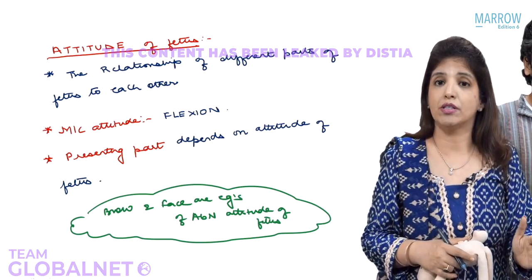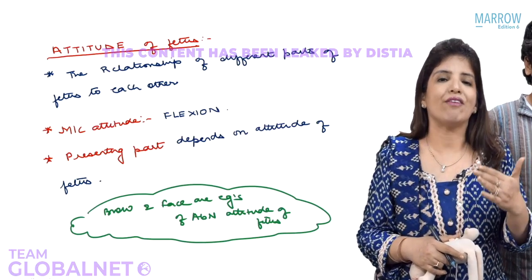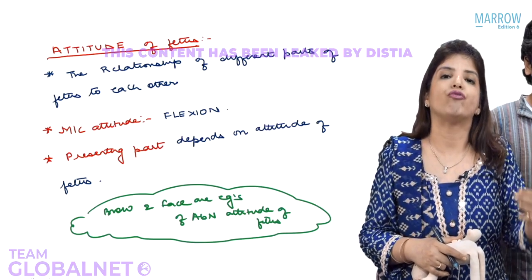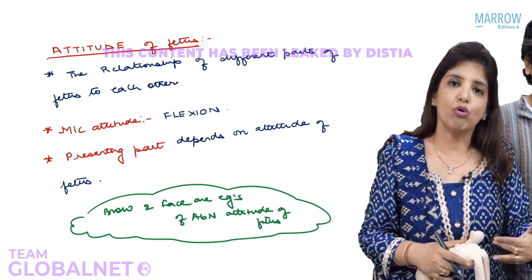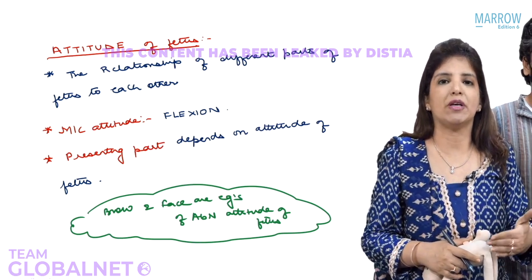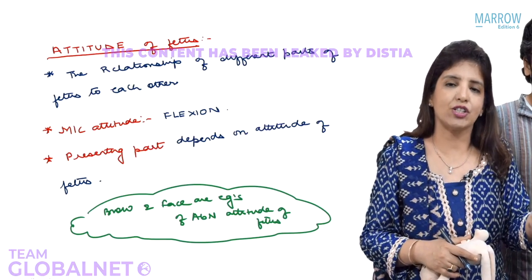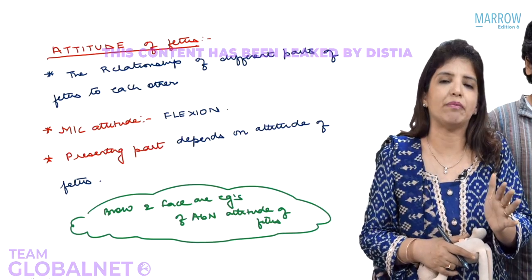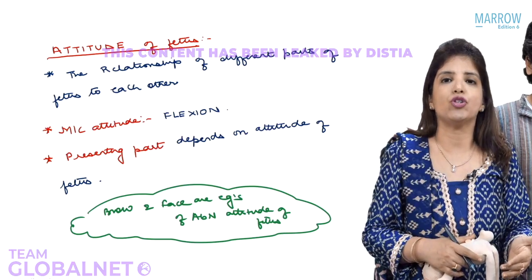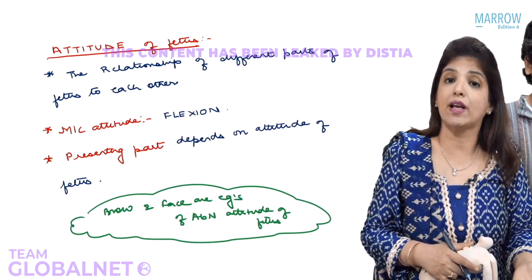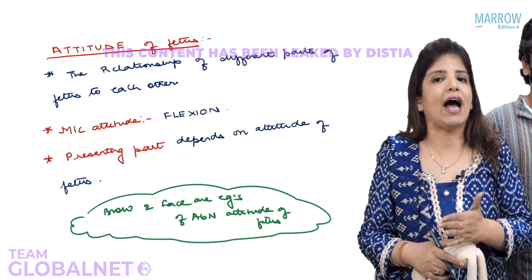In other words, brow and face presentation. Brow and face are examples of abnormal attitude of the baby. Because brow I am going to get when the head of the baby is partially extended, whereas normally the head should remain flexed. Now here it is partially extended. That means there is abnormality of the attitude. Similarly, face I am going to get when the head of the baby is fully extended. In other words, again, face is an abnormality of the attitude.